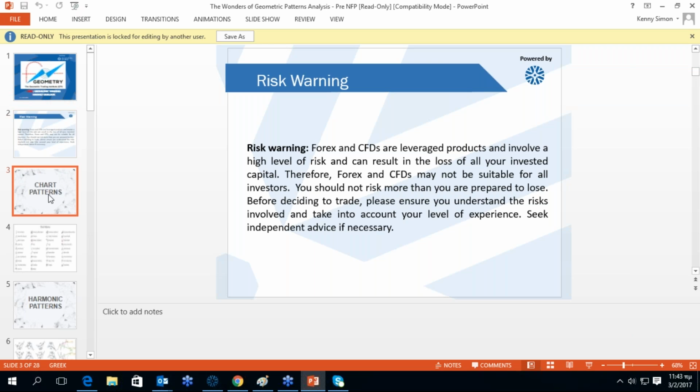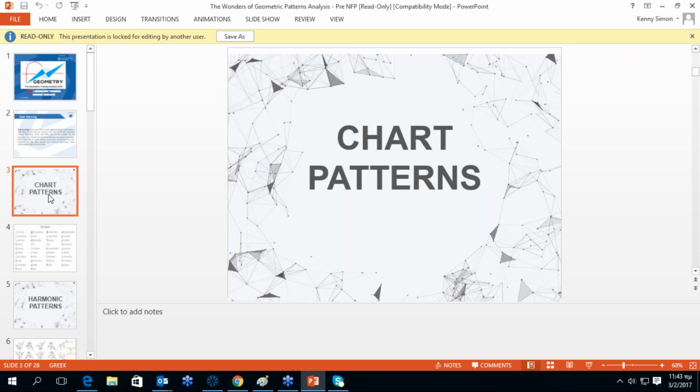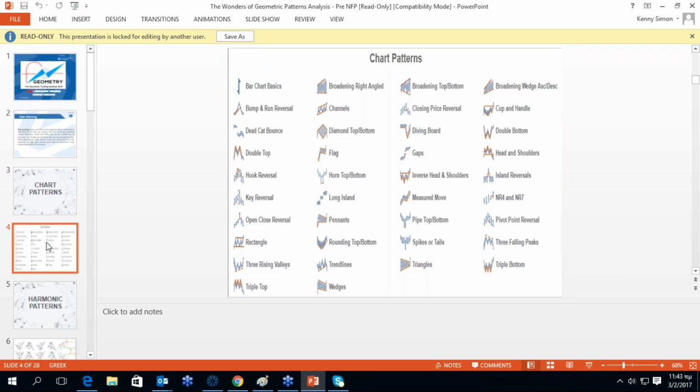So I would like to give you a bit of an intro on geometric patterns, but most of you are quite familiar with chart patterns. Firstly, geometric patterns, chart patterns, and harmonic patterns all come in different categories, but at the end of the day, they are all simply price patterns. Some of you are quite familiar with double tops, let's say, triangles, triple bottom, all these kinds of patterns, the flag and pole and all that, and that would come under the category of chart patterns.